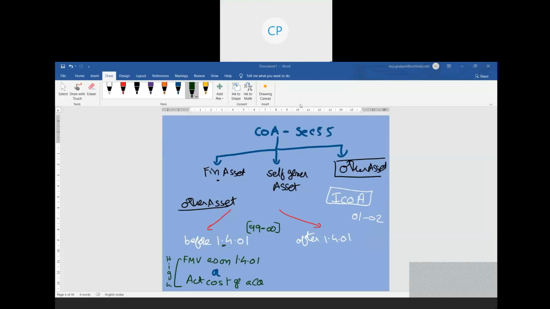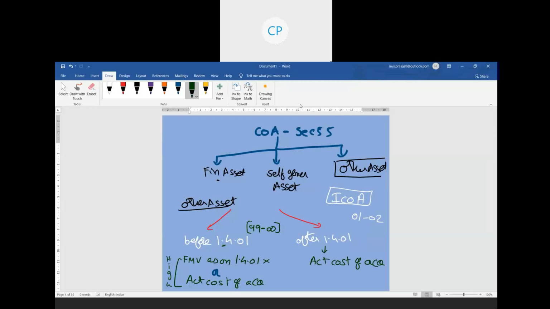Actual cost of acquisition: whenever you are acquiring the asset, the price at which you purchase it on that date, or the market value as on 1st April 2001, whichever is higher, we need to consider. Whenever you purchase the asset after 1st April 2001, this option is not there. So what will be your cost of acquisition? Actual cost of acquisition. Whatever price you are paying for the asset, only that should be considered. If before, we consider the fair market value on 1st April 2001 or the price at which we purchase, whichever is higher.